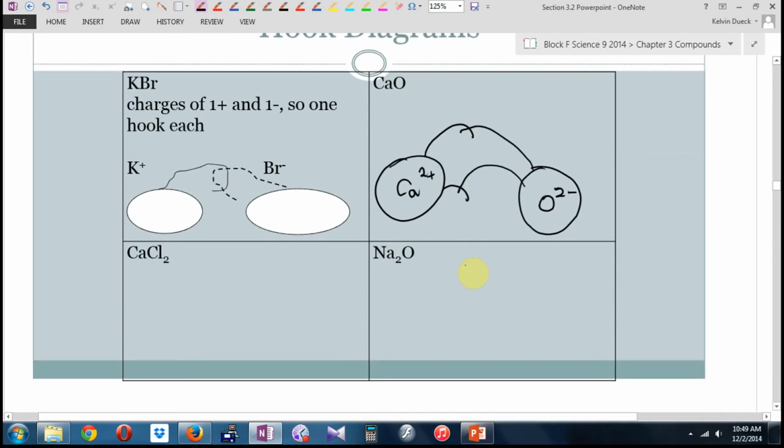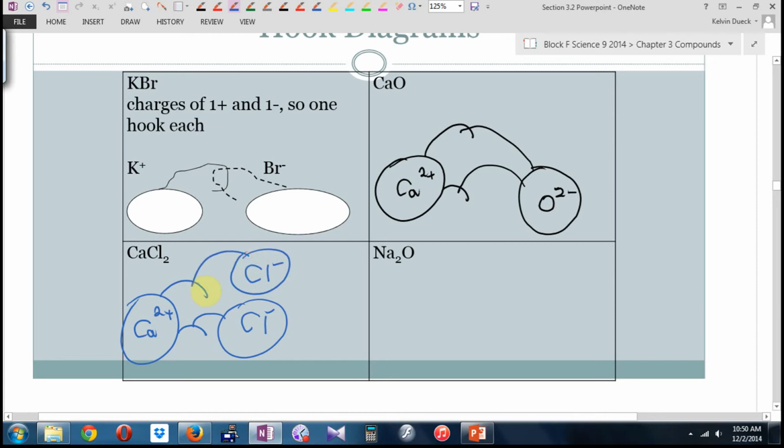What about calcium chloride? Oh, you guys are writing that diagram down? Okay. CaCl2. Why does it have to be CaCl2? Well, I imagine here is Ca, which is 2 plus, which means it has two hooks. Here is Cl, which is minus. It has one hook. What's the problem? I still have one hook unpaired. I need another Cl to hook up with that one.